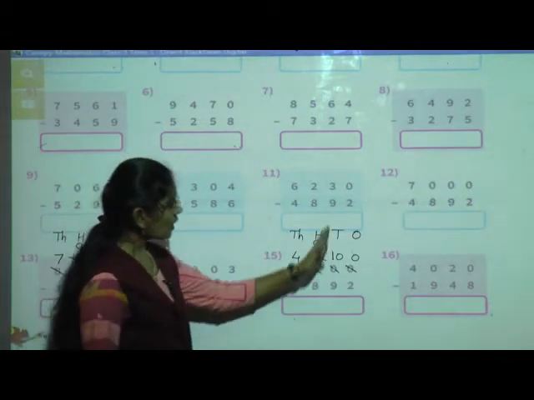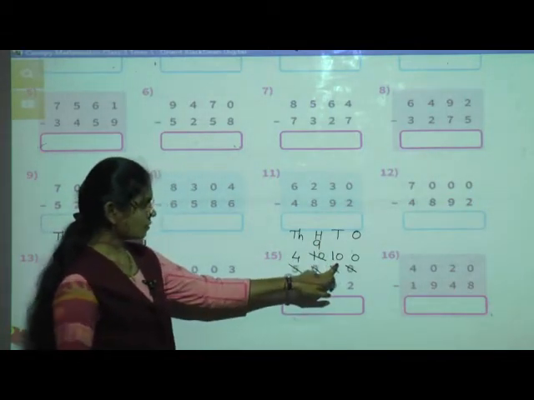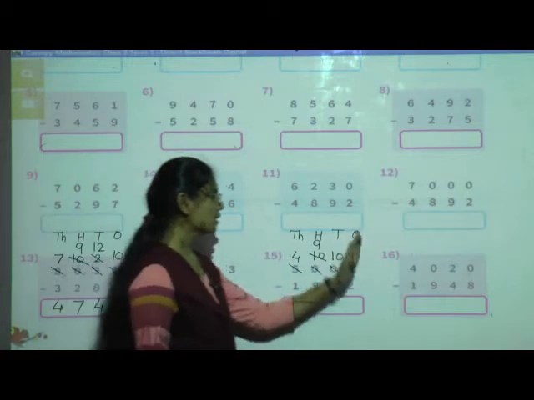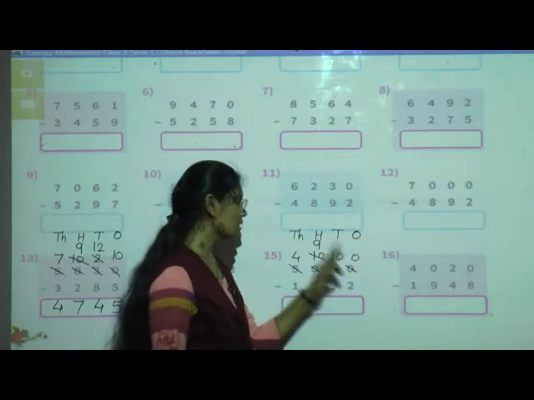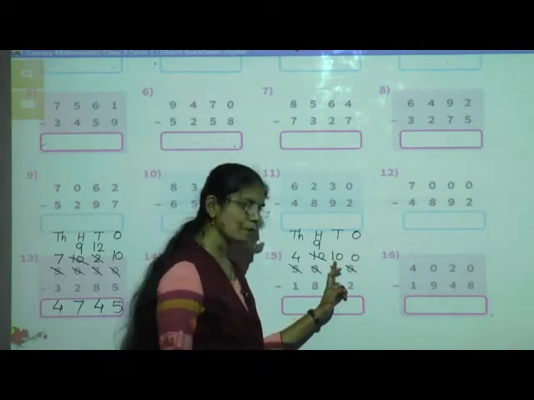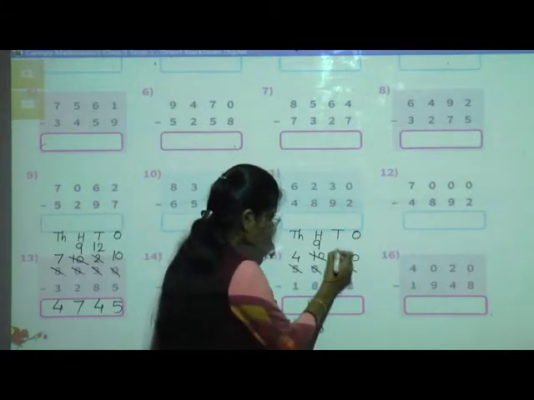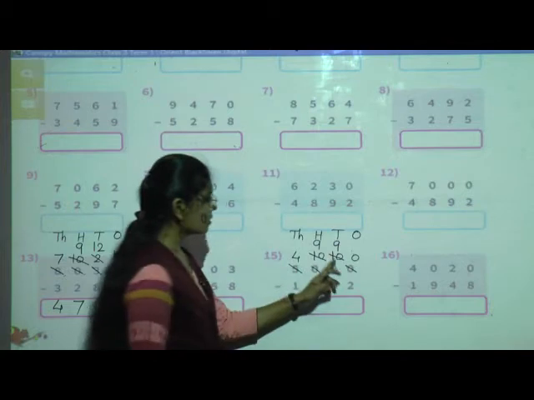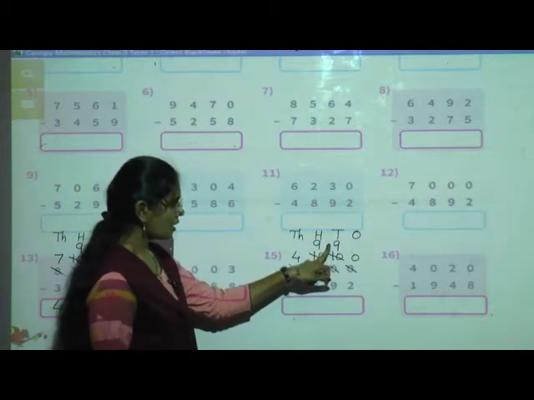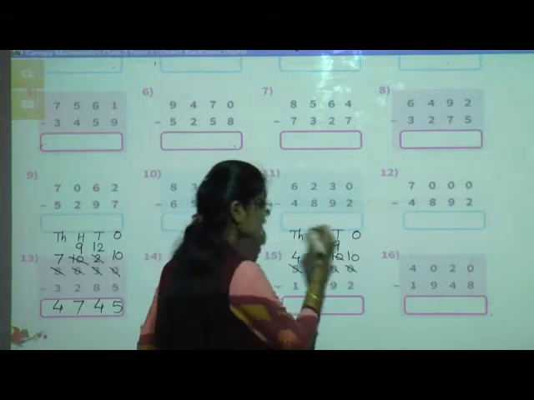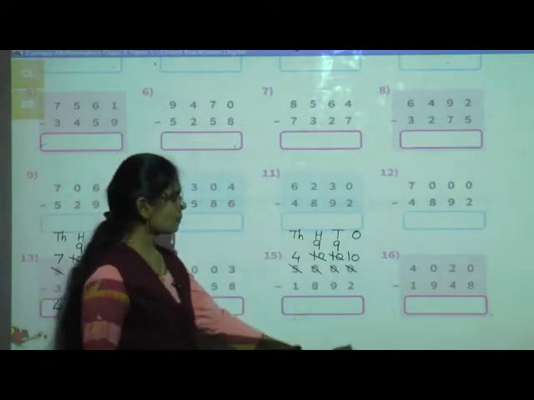Okay, now at tens place here 10 is there, and here at ones place 0 is there. So we will take one borrow from this tens. So 10 minus 1 is 9. So this 10 will become 9 and this 0 will become 10. Okay, now do the subtraction.